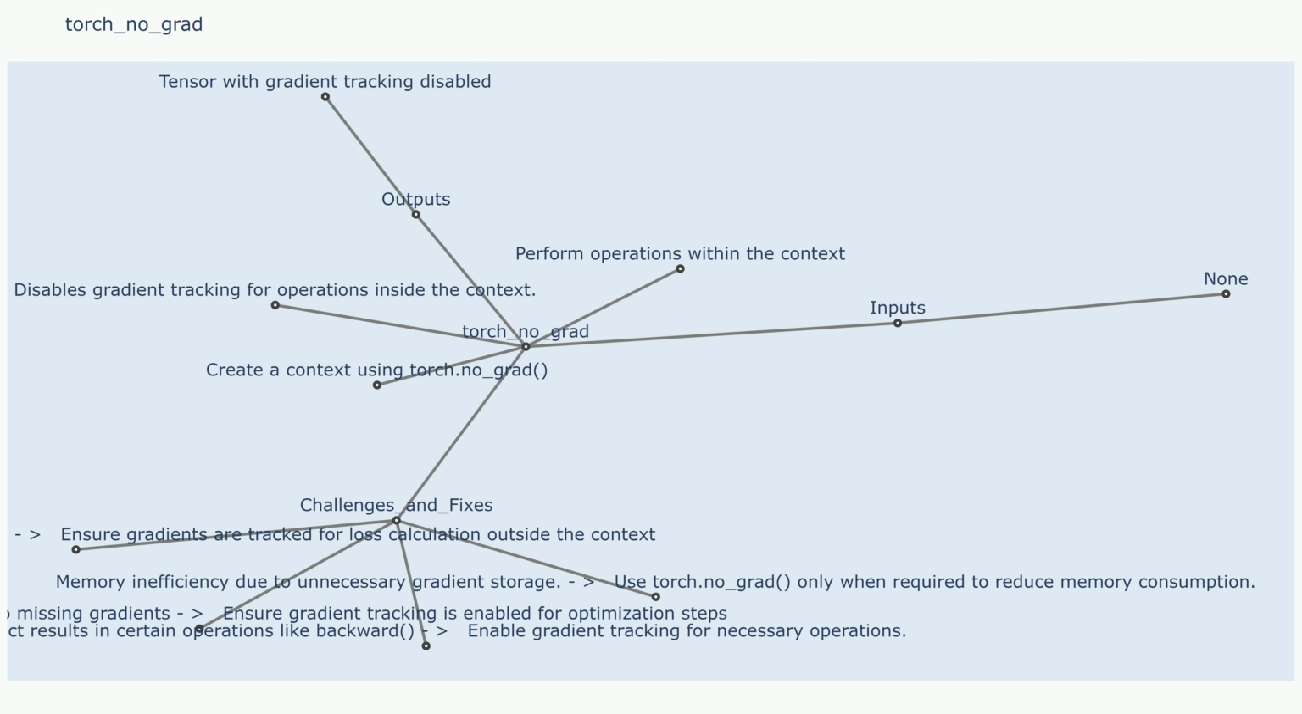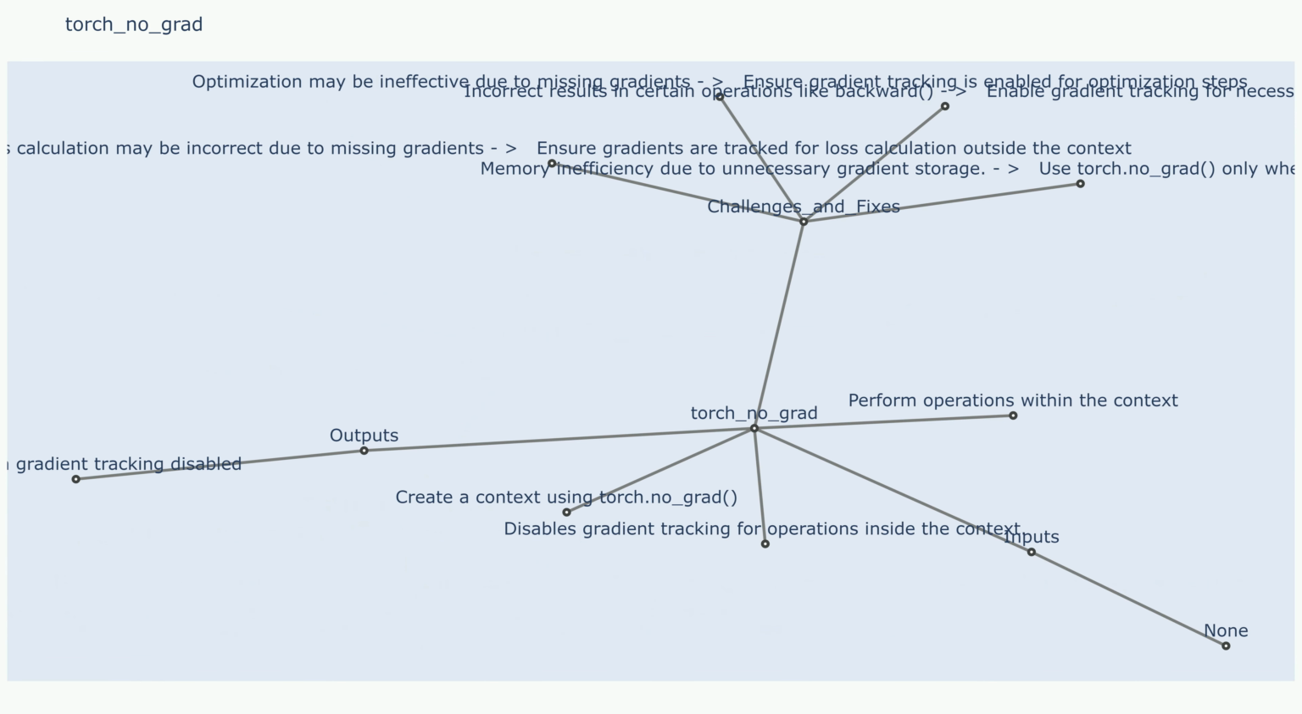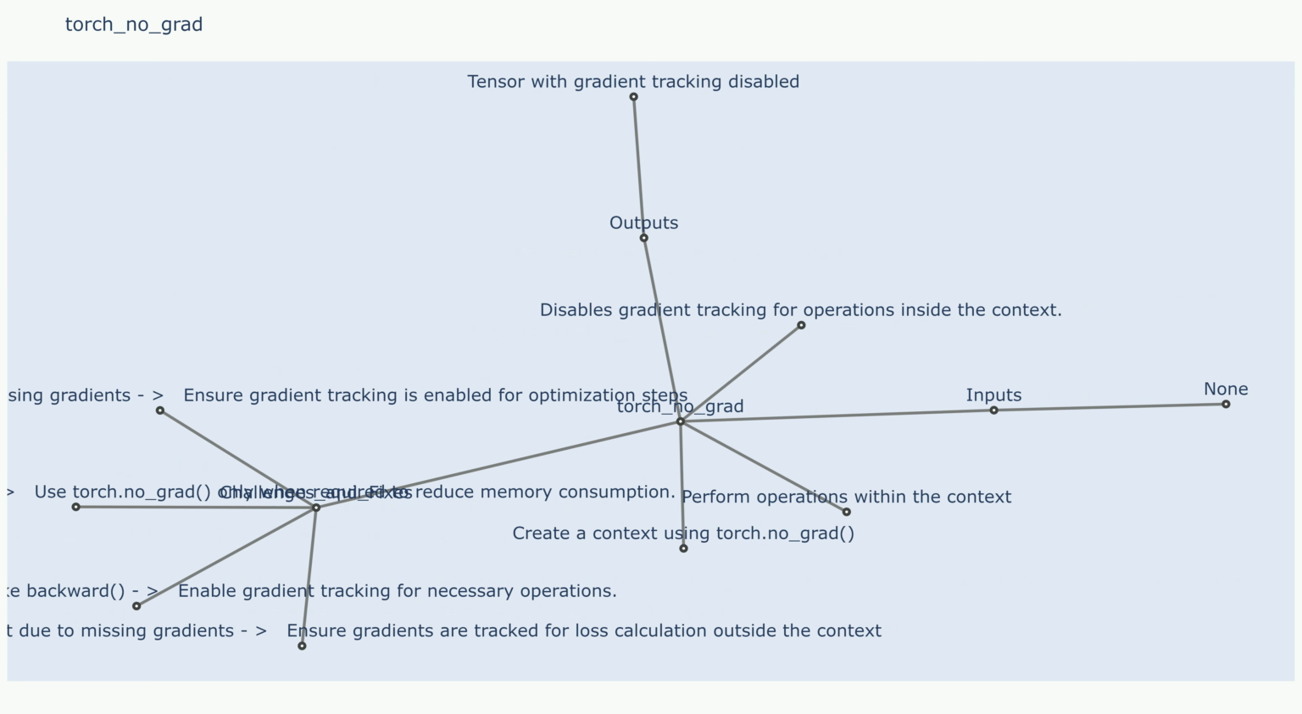Torch No Grad. Description. Explain in detail. The Torch No Grad context manager is a mechanism used in PyTorch to disable gradient calculation during model operations. This is particularly useful for various scenarios like inference, optimizing memory usage, or accelerating computations.